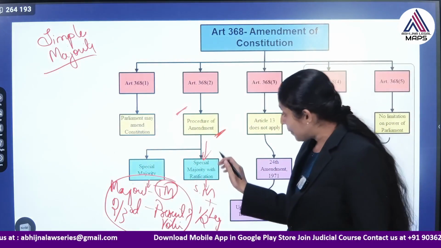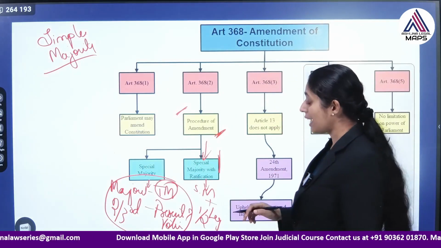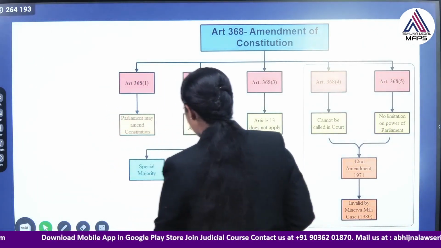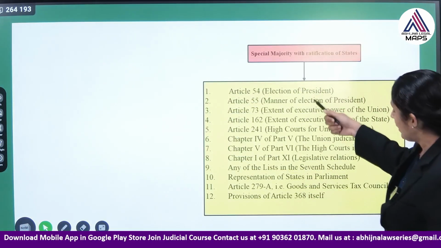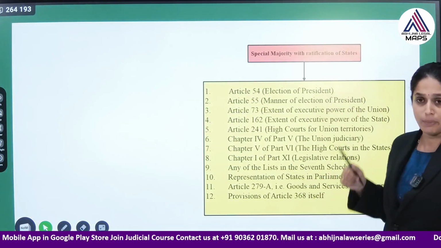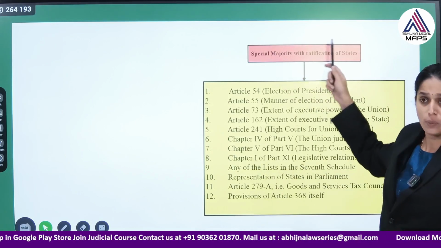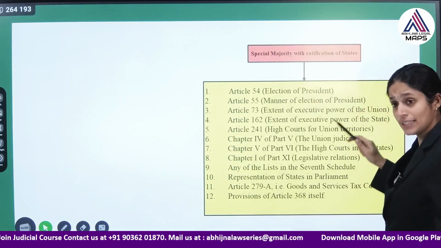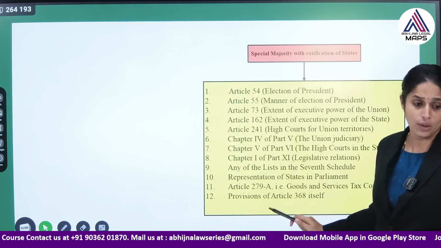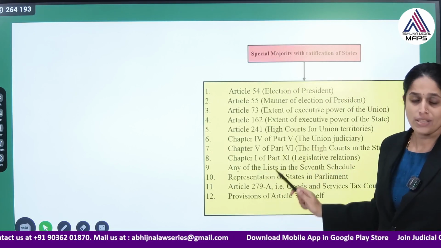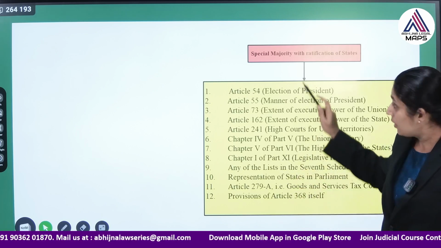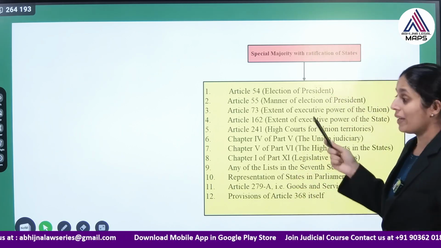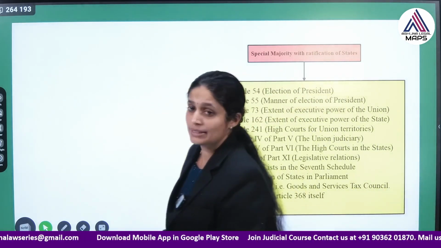Specifically, we can see that these kinds of amendments require special majority with ratification of the states. The provisions of Article 368 itself require this. What does this require? The special majority with ratification of states. So, it is not very easy to amend Article 368 itself.